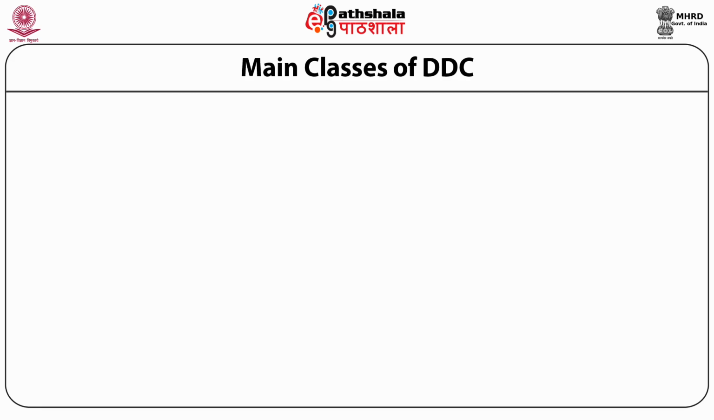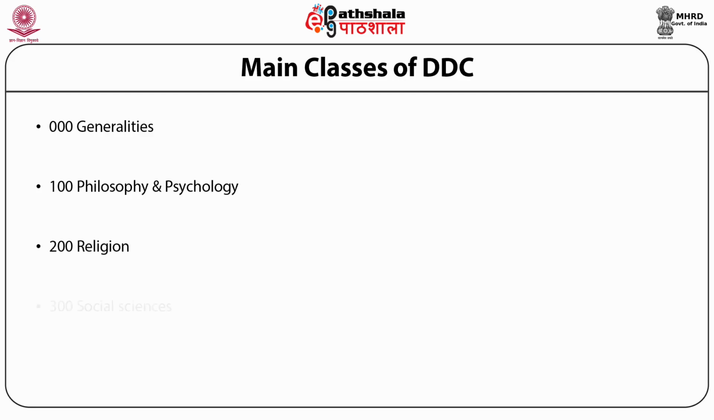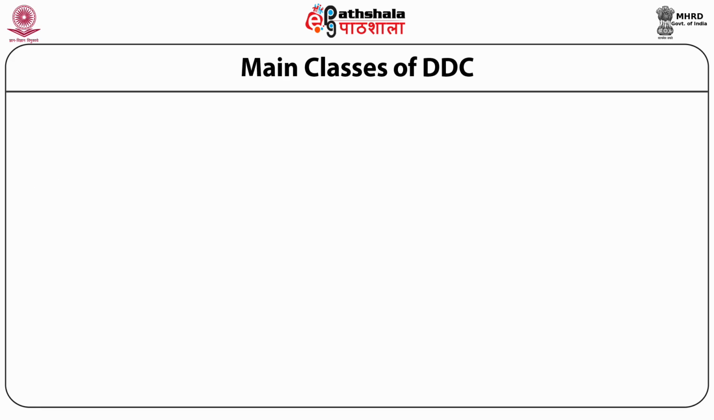The 10 main classes of Dewey are: the first one, represented by 000, is generalities. Second one, 100, is philosophy and psychology. Third one, 200, is religion. Fourth one, 300, is social sciences. Fifth one, 400, is language. The next one, that is 500, is natural sciences and mathematics.